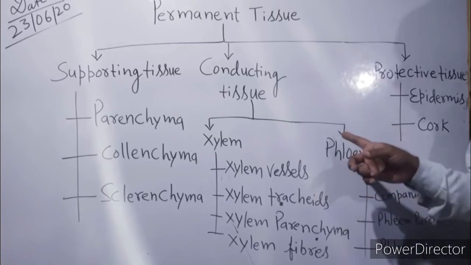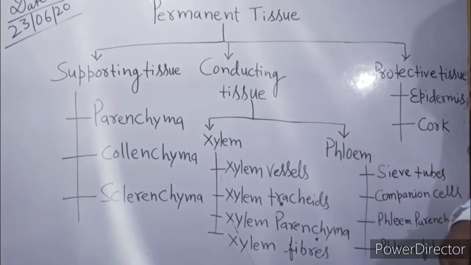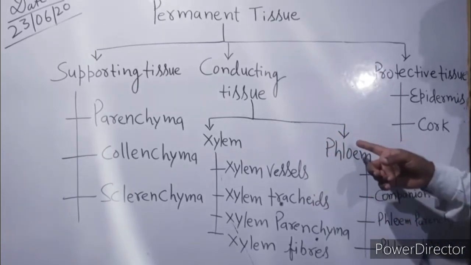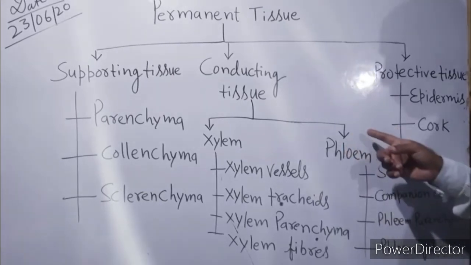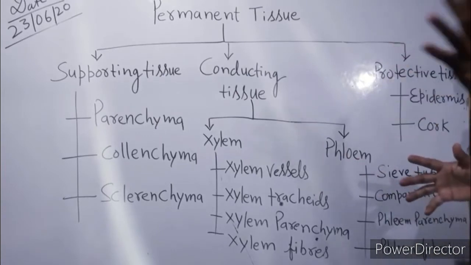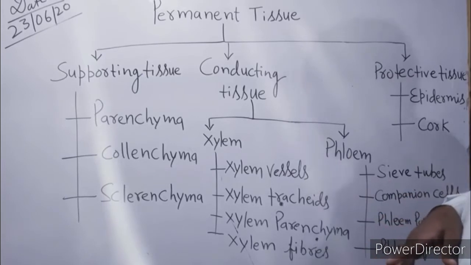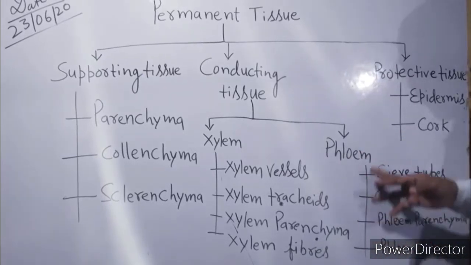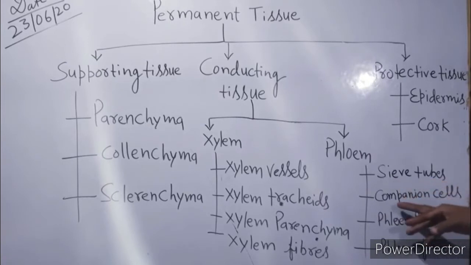Now, we know the functions of xylem, what does the phloem do? Mainly, if anyone asks you what phloem does, you can say translocation. The word translocation means the conducting of prepared food materials from the leaves to each and every part of the plant. That is known as translocation, and it is done with the help of these cells: sieve tubes, companion cells, phloem parenchyma, and phloem fibers.